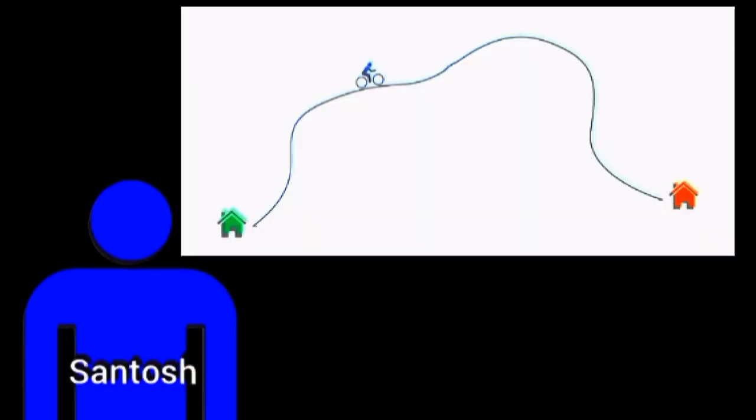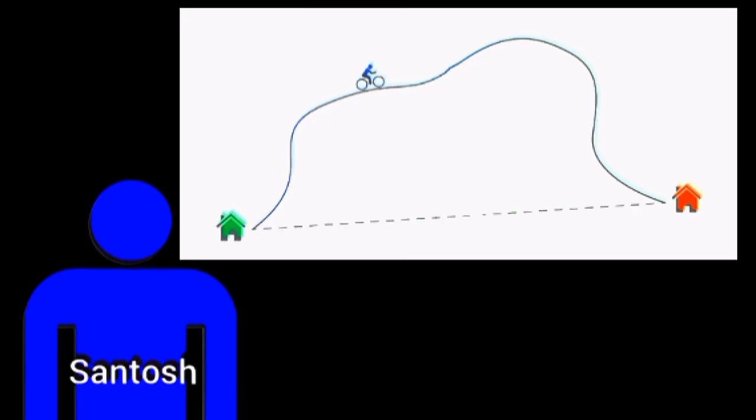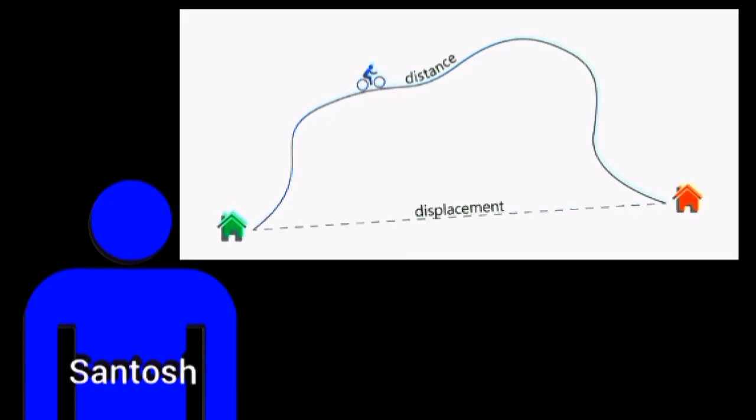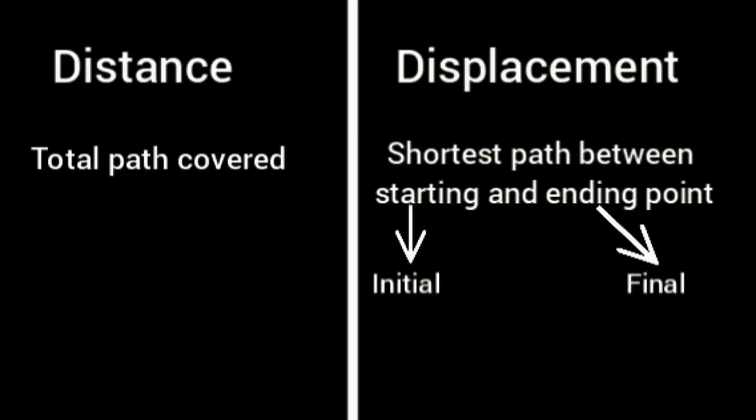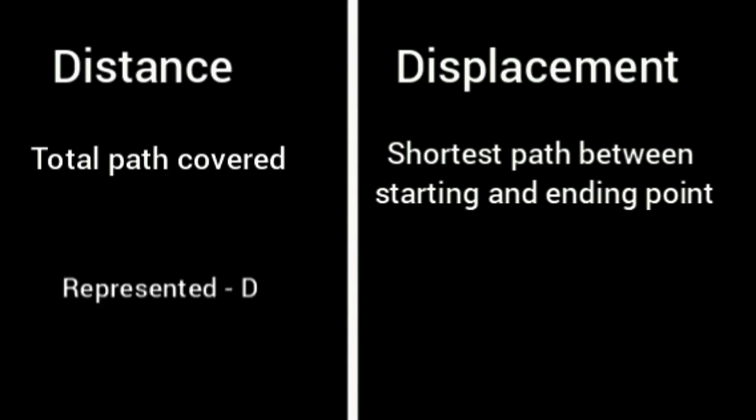Here, it's Santosh. He used to go to his school by this blue path, while the shortest distance between his home and school is the dotted gray path. This is the major difference between distance and displacement. Distance is the total path covered, and displacement is the shortest path between the starting and ending point. Usually distance is represented by d, and displacement by small s.